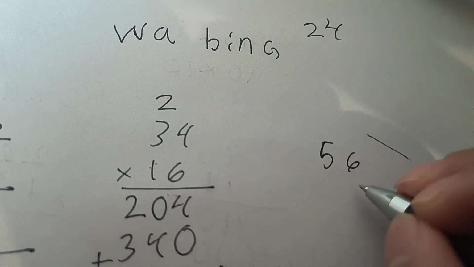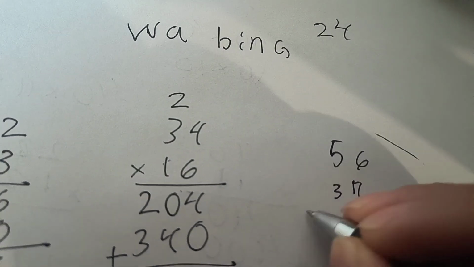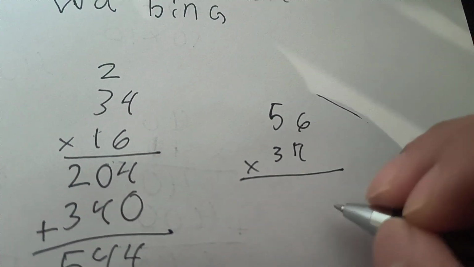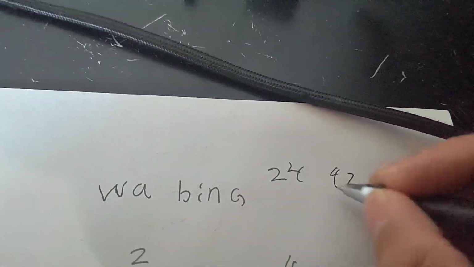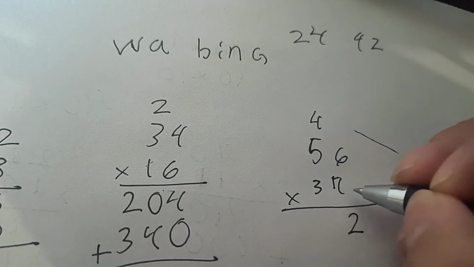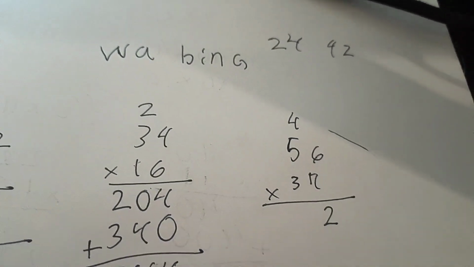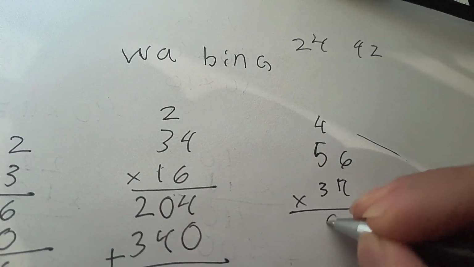Okay, what about 56 times 37? That looks awful. 7 times 6, start right here. 7 times 6 is 42. And then we put the 4 up here. 7 times 5 is 35. Plus that 4 is 39.